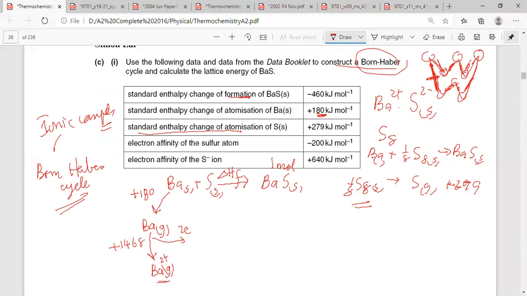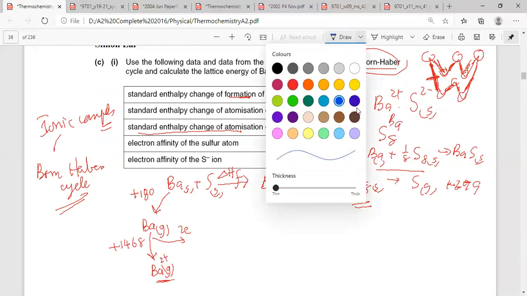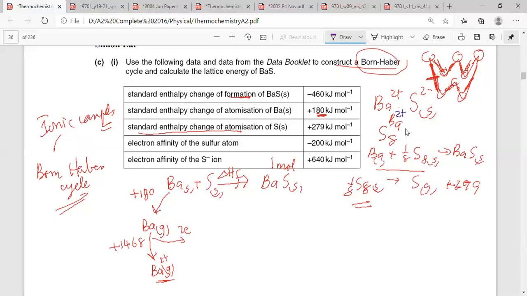Now I'm ready. Remember this is the formation. If you got Ba, put blue color. Ba2+ gas plus S2- gas to give me 1 mole of barium sulfide. Now to convert this to your sulfide ion, from here to sulfur gas is the heat of what? Atomization, which is positive. How much? Positive 279.